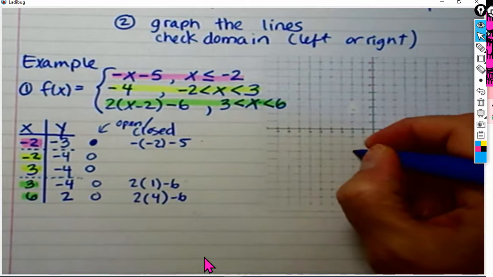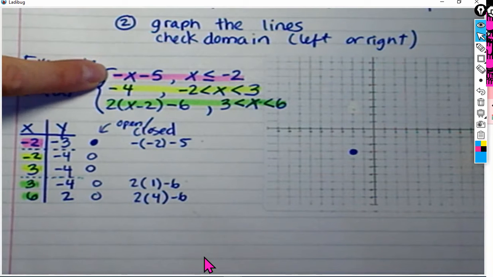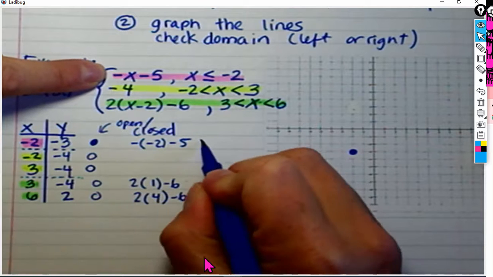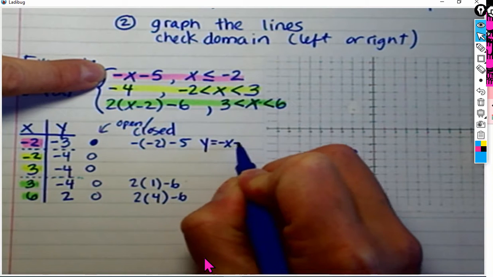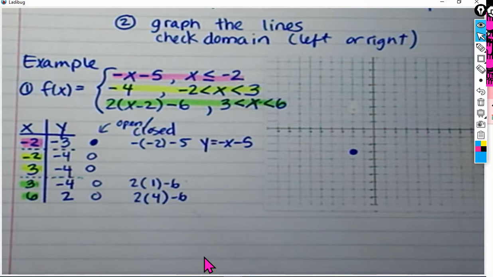Crisis averted. Okay, there it is. -2, -3, let's try that. Okay, now, look at the pink equation. This is y equals -x minus 5. How do you graph y equals -x minus 5?